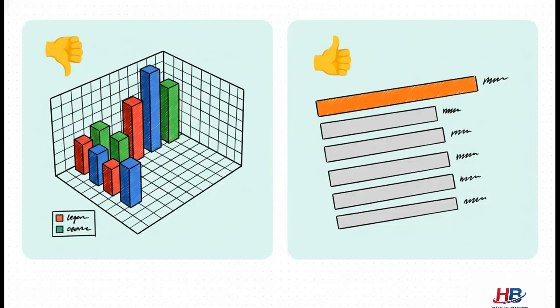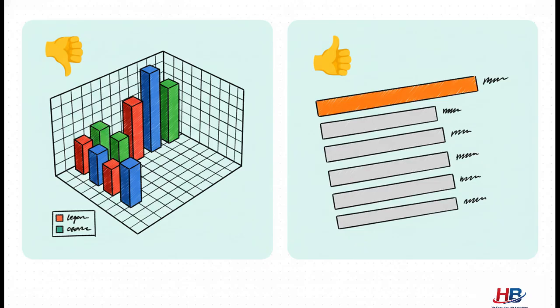Okay, check this out. On the left is the before. It's a lot, right? The 3D effect is actually misleading. It makes the bars harder to compare. The background is dark, the grid lines are distracting, and you have to do this little scavenger hunt to match the colors in the legend to the bars.